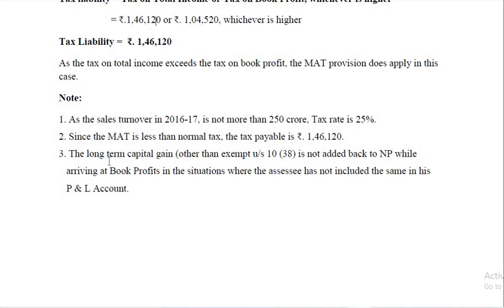1,46,120. Long-term capital gain, other than exempt under Section 10, subsection 38, is not added back to net profit while arriving at book profit in the situations where the assessee has not included the same in his profit and loss account. So this point I have already explained. If it is already included in the profit and loss account, don't deduct it while computing the book profit. If it is not included, then don't add it. That is the meaning of this particular point.